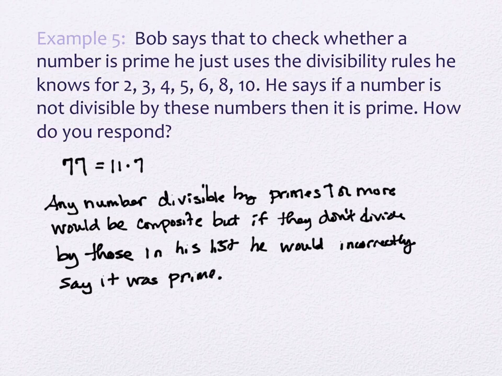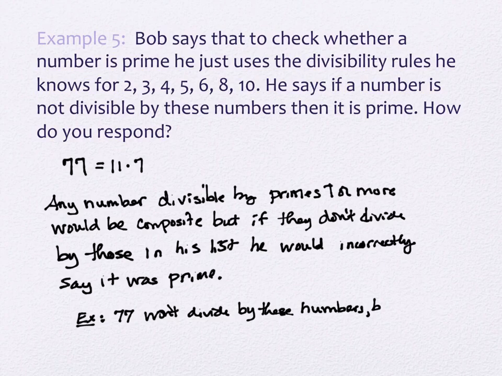And then we're going to write that example down. Example, 77 won't divide by these numbers. But 77 is 7 times 11, thus composite.